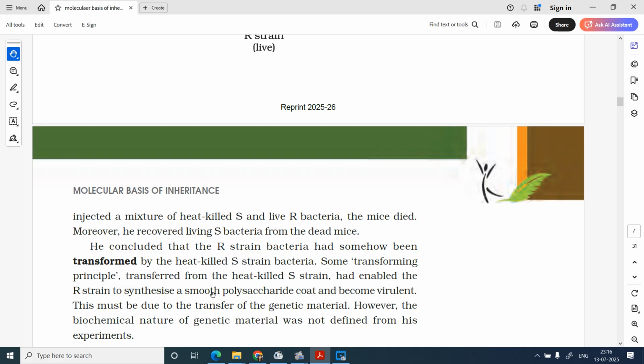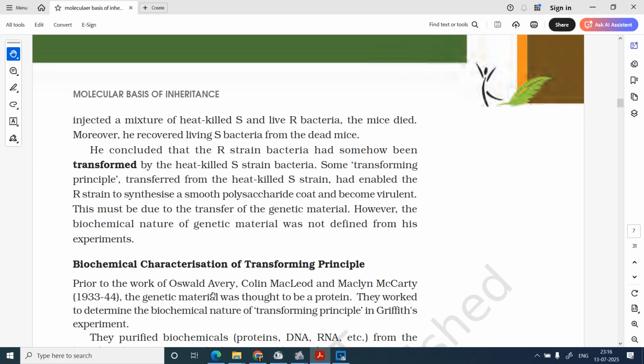When he injected a mixture of heat-killed S and live R bacteria, the mice died. Moreover, he recovered living S bacteria from the dead mice. He concluded that the R strain bacteria had somehow been transformed by the heat-killed S strain bacteria. Some transforming principle transferred from the heat-killed S strain had enabled the R strain to synthesize a smooth polysaccharide coat and become virulent. This must be due to the transfer of the genetic material. However, the biochemical nature of genetic material was not defined from his experiments.